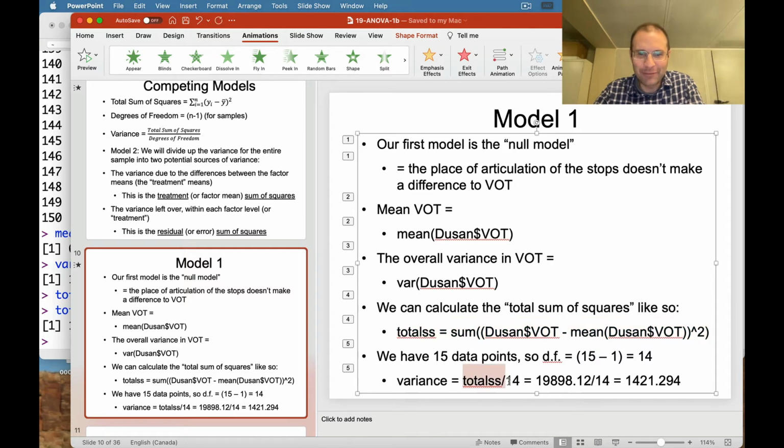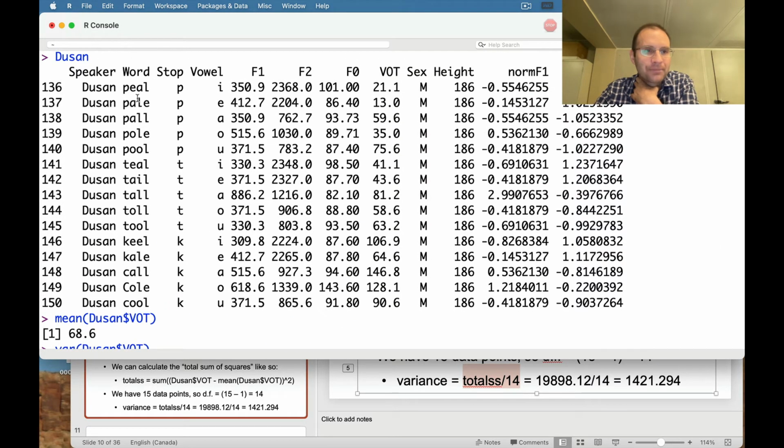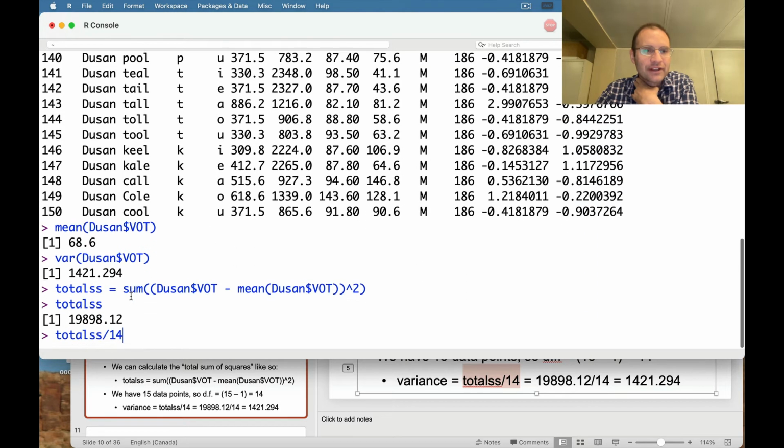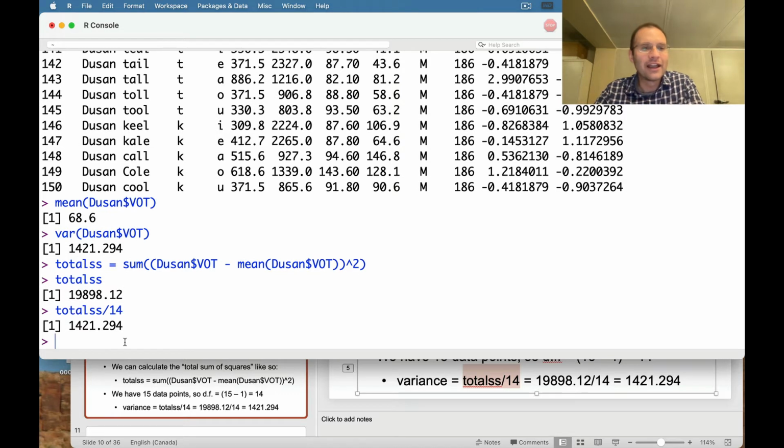It doesn't really matter because then we're going to divide that by the degrees of freedom. There are 15 total observations. I didn't make that explicit, but there are 5 observations for each place of articulation, so that's 15 total. That makes our degrees of freedom 14. And if I divide this sum of squares by those degrees of freedom, lo and behold, I get the exact same value of variance I did the easy way, just by using the variance command in R.